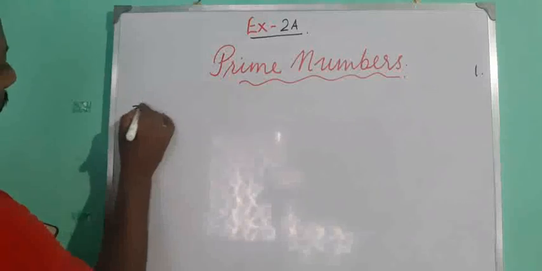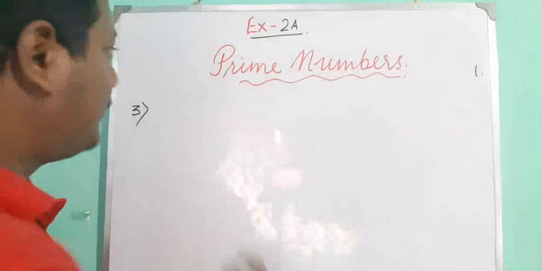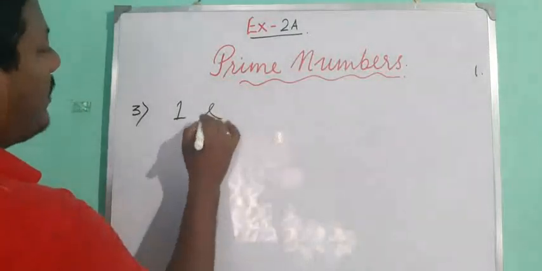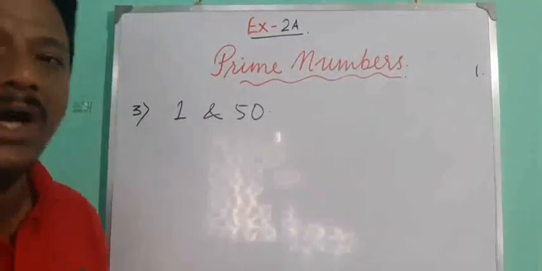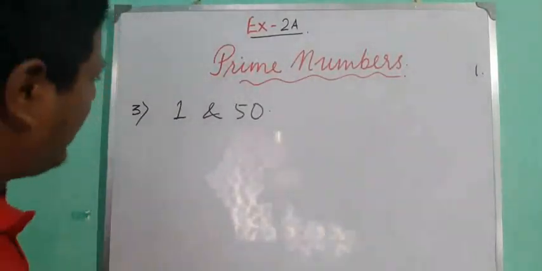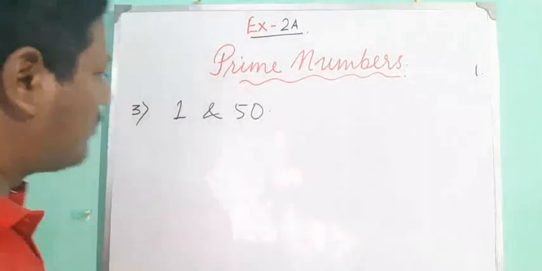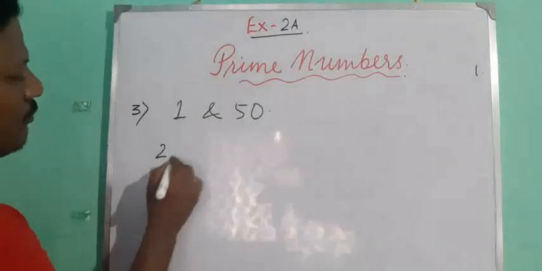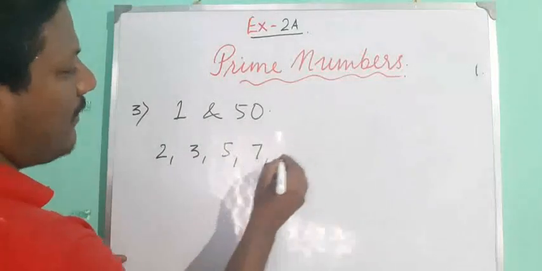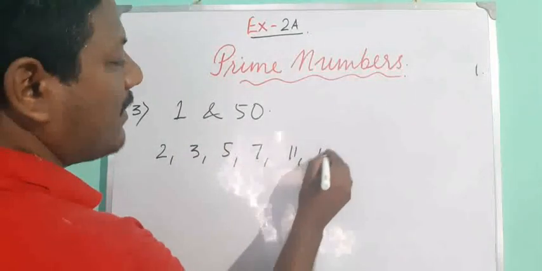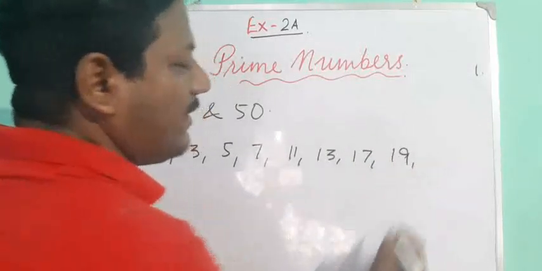3. It says write the prime numbers between 1 and 50. We have to write between 1 and 50. So very simple. 1 we do not consider as a prime number. So we say 2, 3, 5, 7, 11, 13, 17, 19.